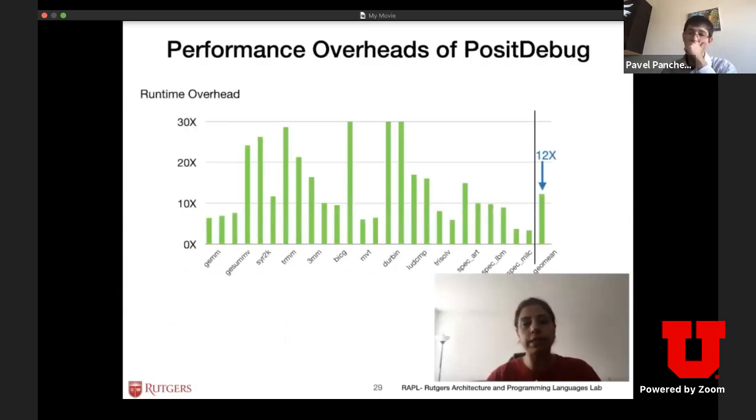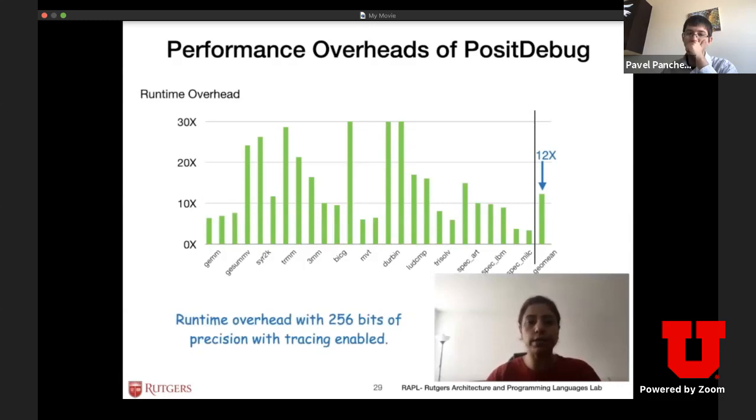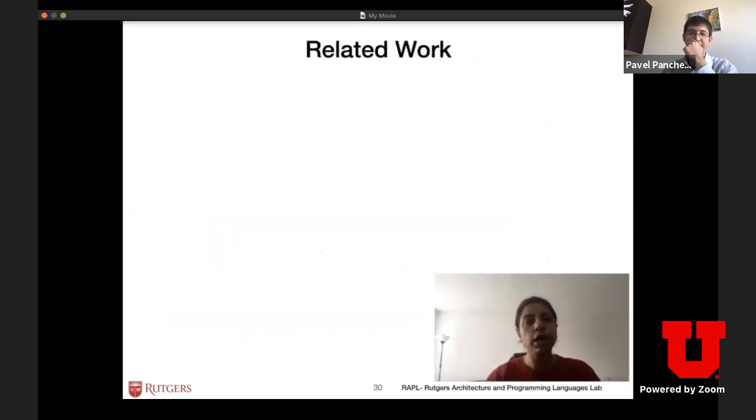For performance experiments, we took applications from PolyBench and SPEC and ran them with POSIT-debug. We have used 256 bits of precision for shadow execution. Compared to the software version of POSIT, POSIT-debug introduces 12x overhead on average. With the software version of posits, POSIT-debug has low overheads, and we found it to be useful.